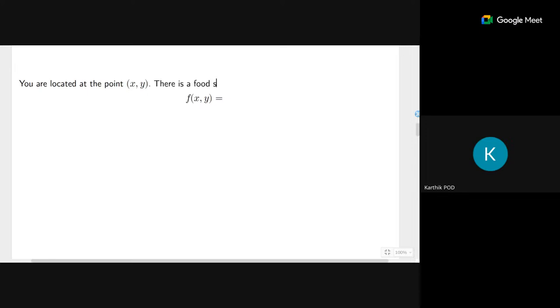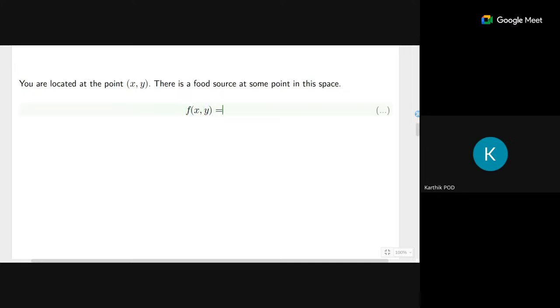Let's say you are in a city and there is one very important food source, which is located at some point. You are at some x comma y in that space. Think of this as a flat 2D area and you are located at the point x comma y in some flat space. There is a food source at some point in the space, and your goal is to get close to this food source.